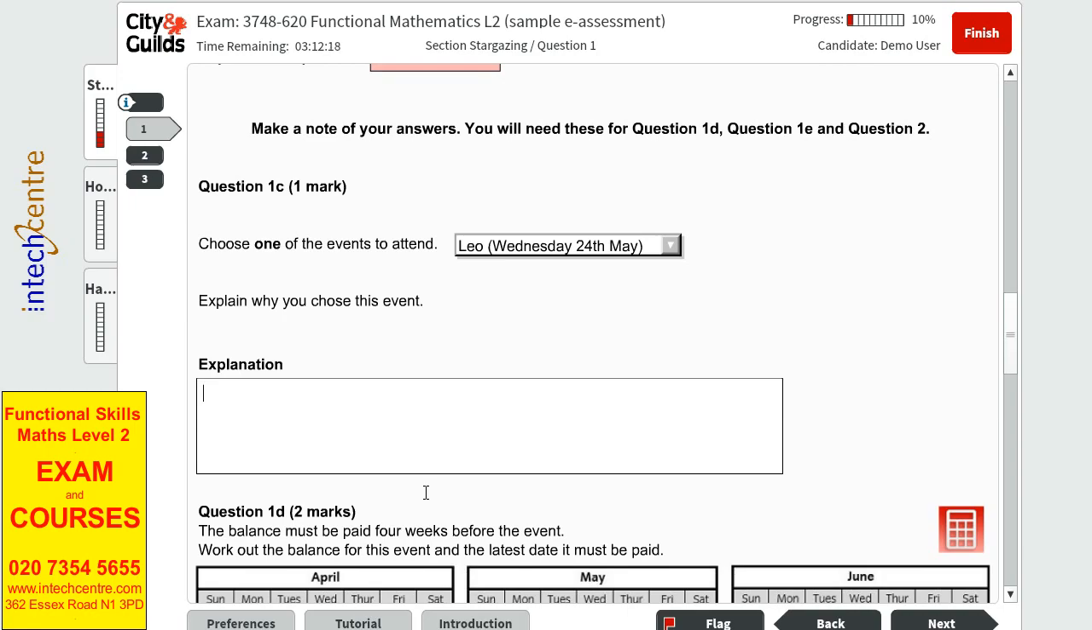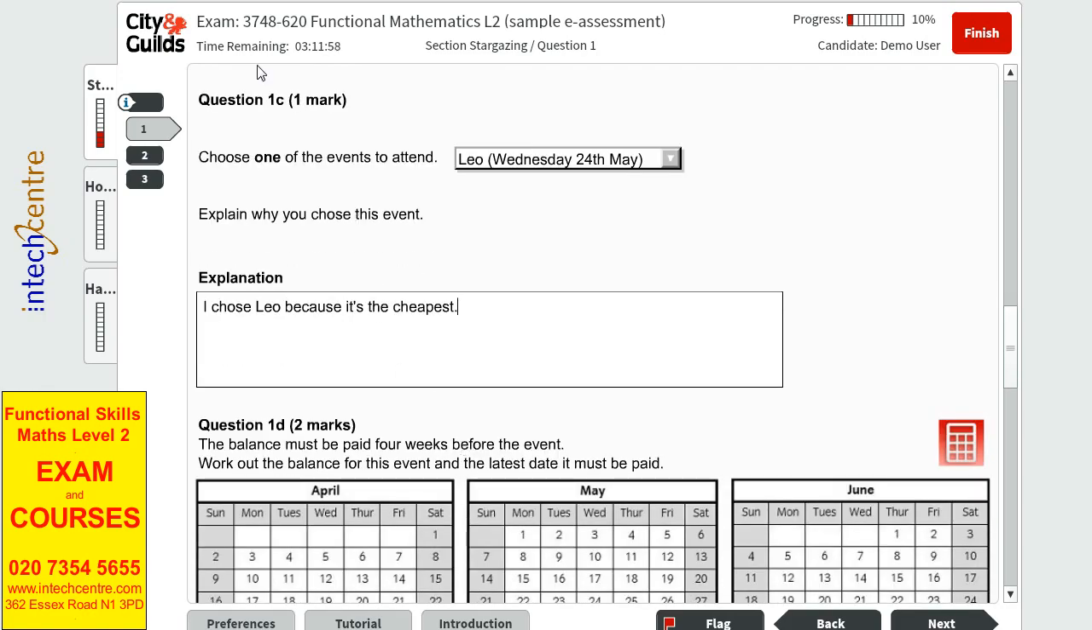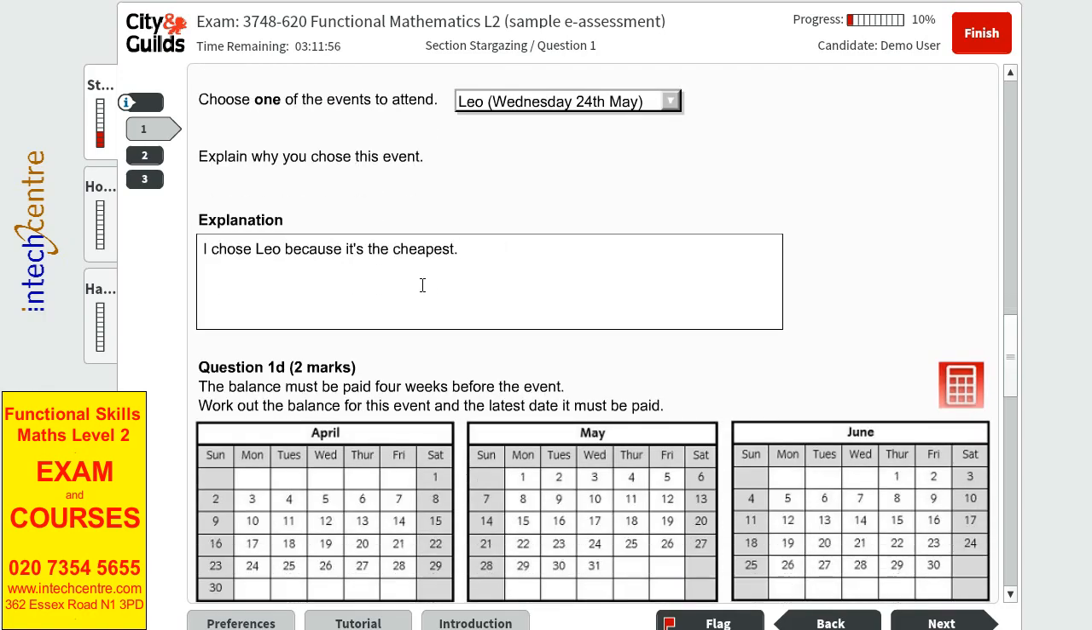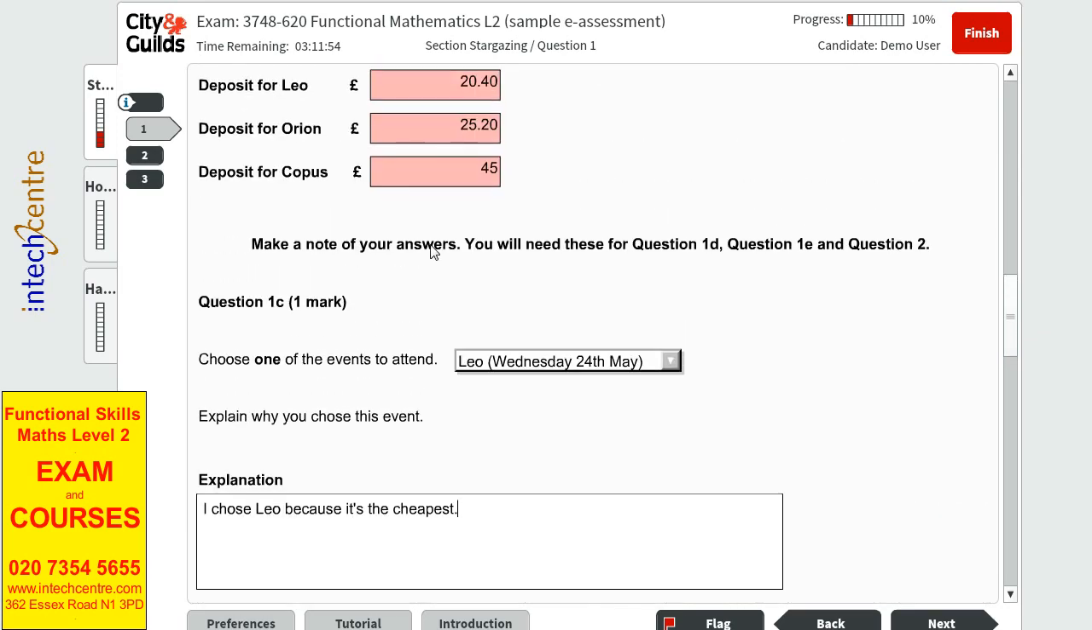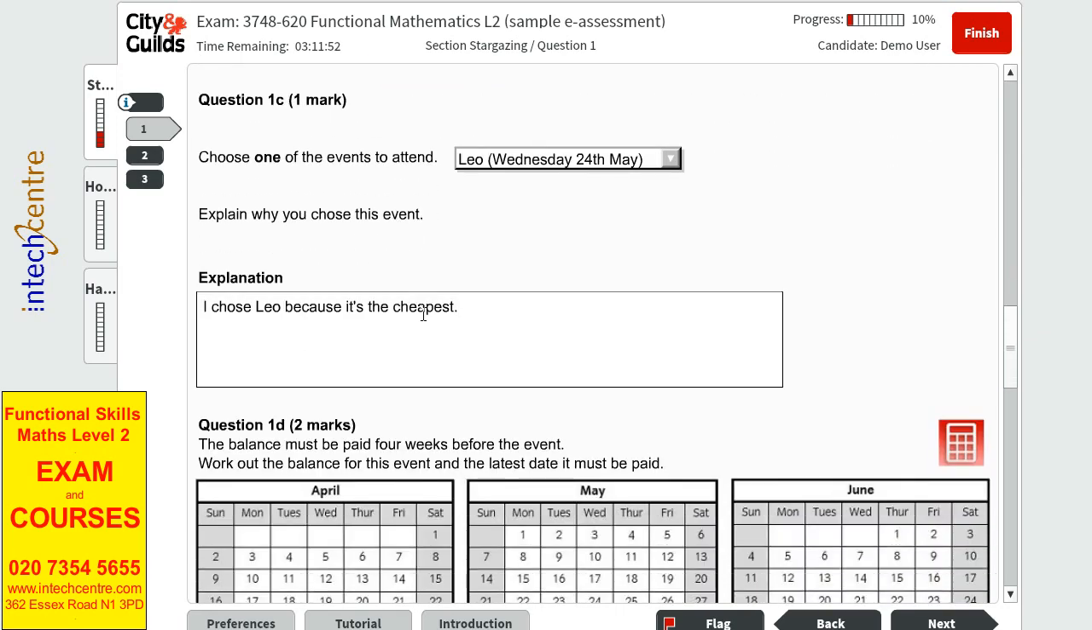So I chose Leo because it's the cheapest. Okay, so this is one mark, very easy. You'll have to refer to your answers to make a decision.